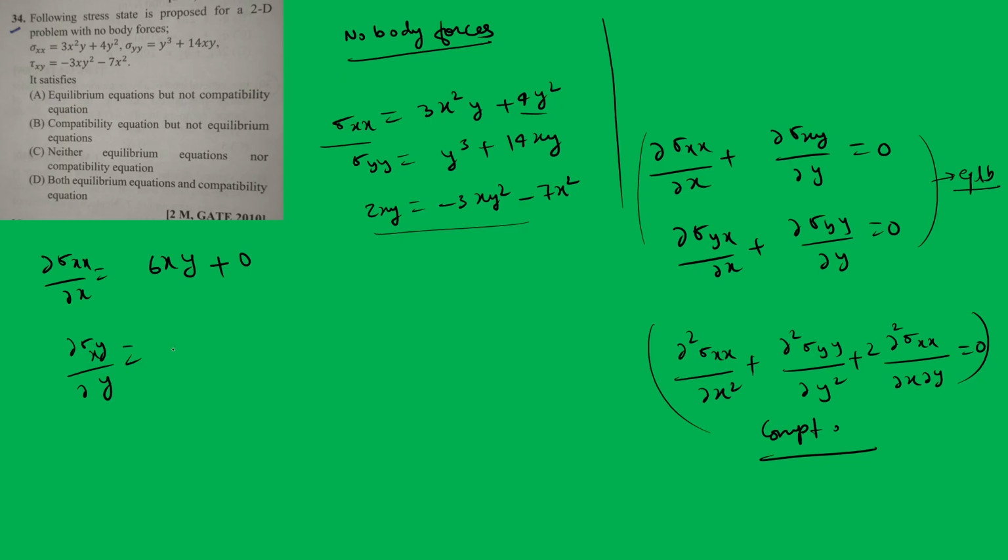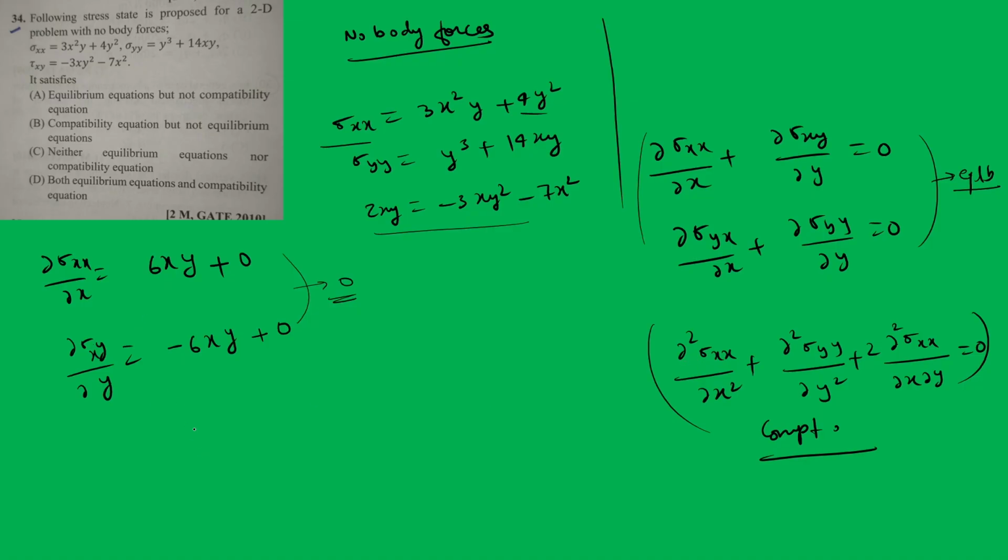Minus 6xy, and plus 0. If we add these two, this is 0, so this definitely satisfies the continuity equation, dou sigma x by dou x plus dou sigma xy by dou y. If we add this, it is going to be 0. So this definitely satisfies the equilibrium equation. Let us check the compatibility equation.